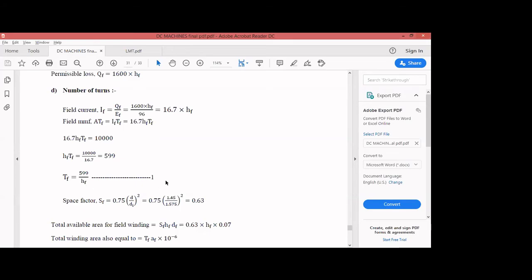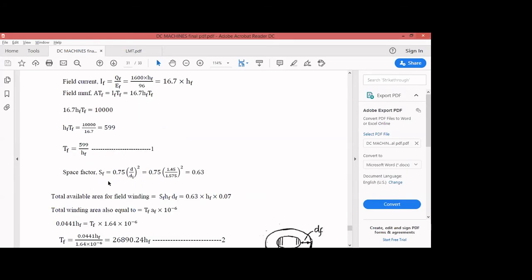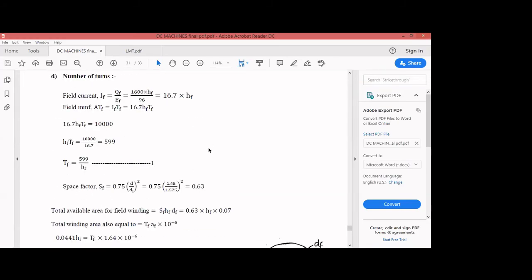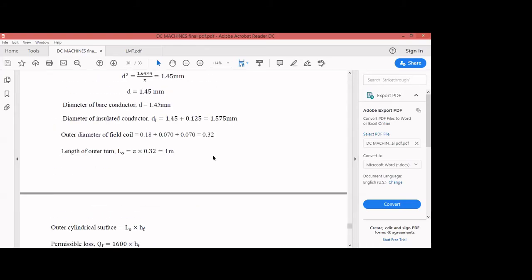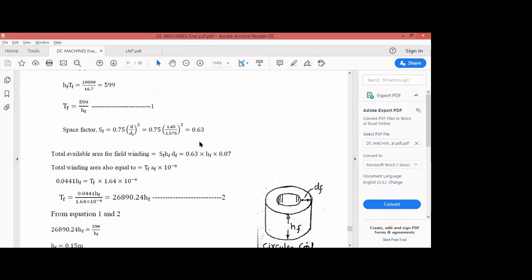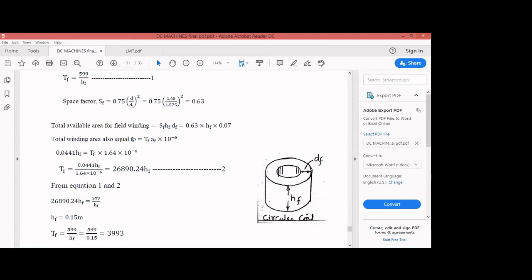This is equation 1. And space factor is given. SF is equal to 0.75 D by DI or 0.75. D is nothing but the diameter of the bare conductor. What we got? The diameter of the bare conductor is how much? 1.45 mm divided by DI, the insulated conductor. This is nothing but what? 1.575. So 1.45 divided by 1.575 whole square, what you get is the space factor. Space factor is nothing but 0.63.